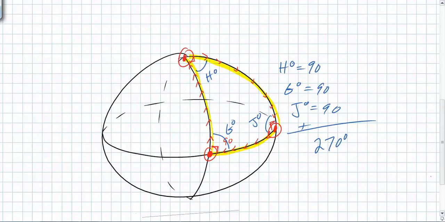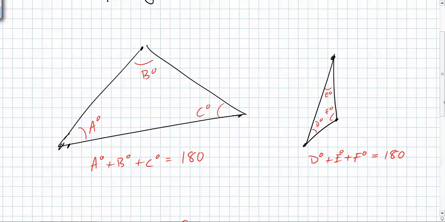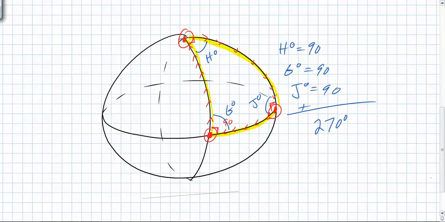So here's the thing. On a plane, you are correct. On a plane, the internal angles of a triangle always add up to 180. On a plane, always, right? On a sphere, do they have to add up to 180? No. What do you think they add up to? 270. Always? Most of the time. But let's see. I'm kind of leading you here.